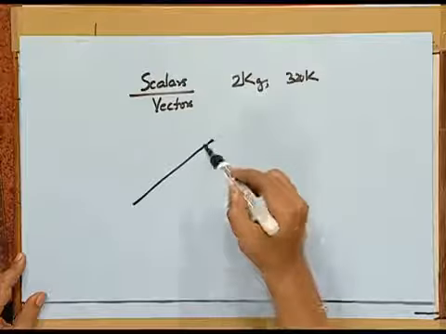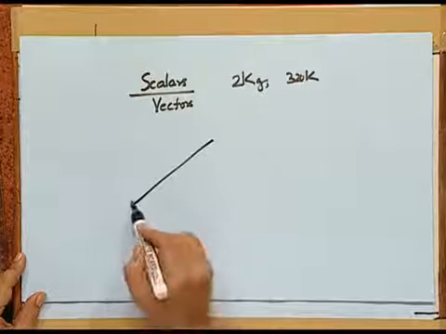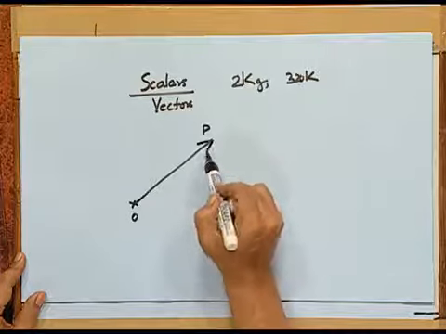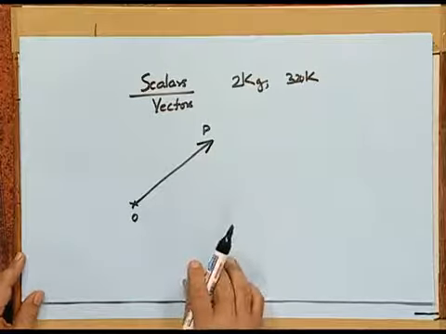Why do we need these quantities with a specific direction? Let us take some examples. Let us say O is a point and the location P is indicated in the figure. The direction of P is indicated by an arrow. Why do we do that?